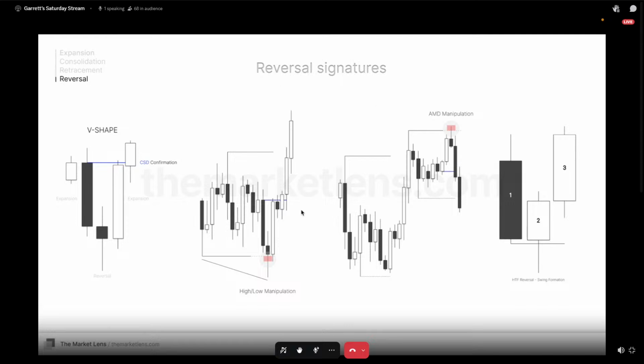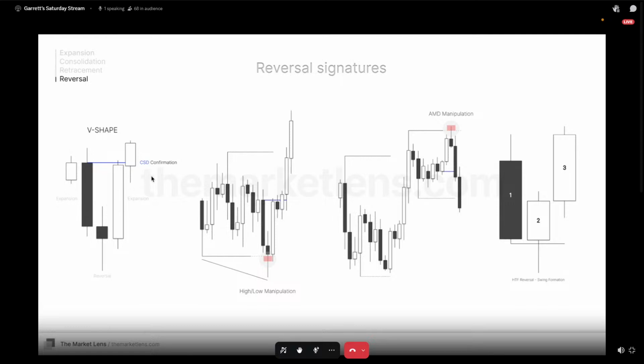So what is a reversal signature? It's essentially where price expands into an objective, right? Hits that reversal point, expands away. So it's simply expansion, reversal, expansion, or expansion met with expansion. That's what it's going to look like. Often going to look like a V shape, right? Or like a BPR, balanced price range, where you have a fair value gap on both sides.